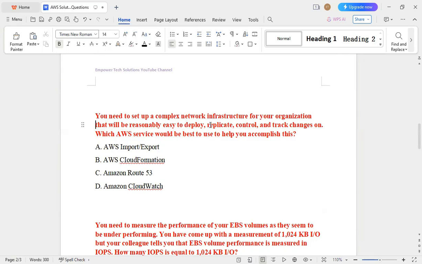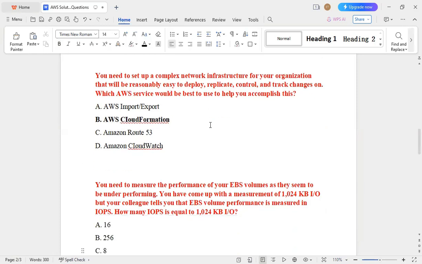So the answer will be the Amazon Cloud Formation, because Amazon Cloud Formation is a service that helps to model and set up your Amazon Web Services resources so that you can spend less time managing those resources and more time focusing on applications that run in AWS. So the AWS Cloud Formation is the answer. Next, move to the other question.